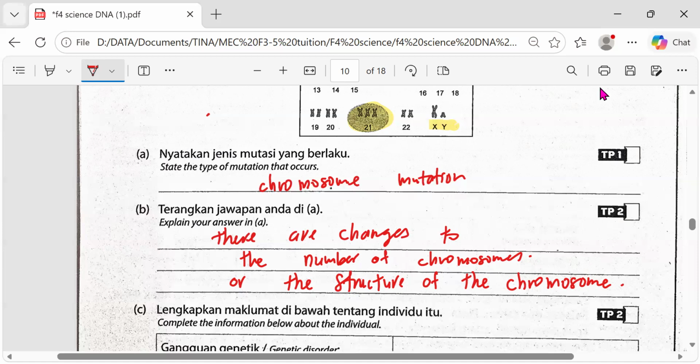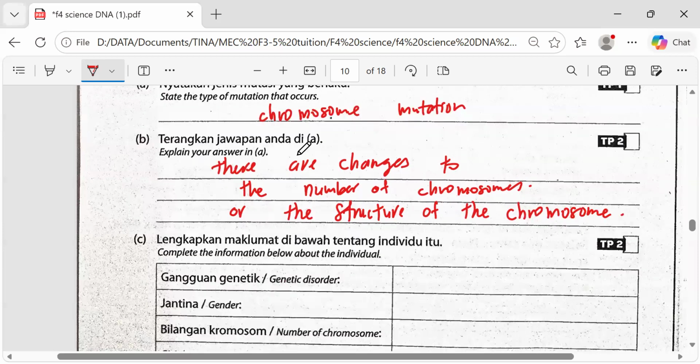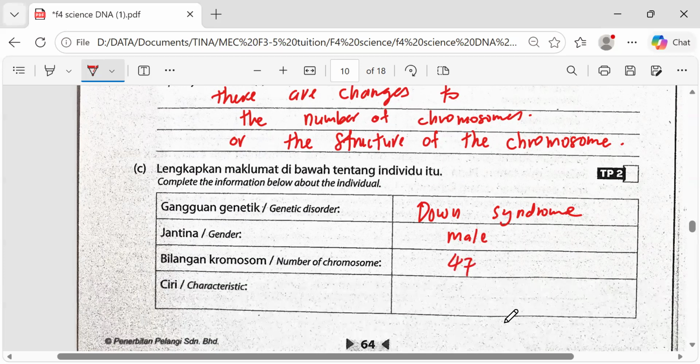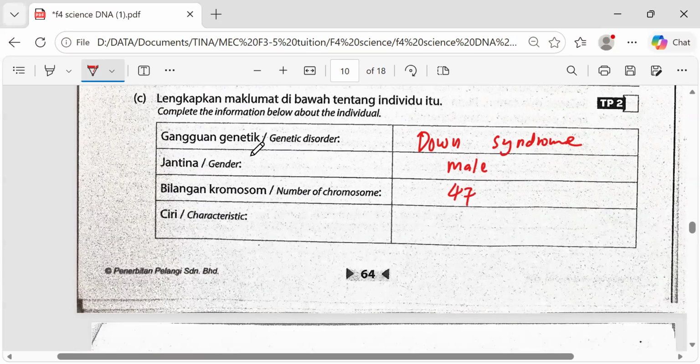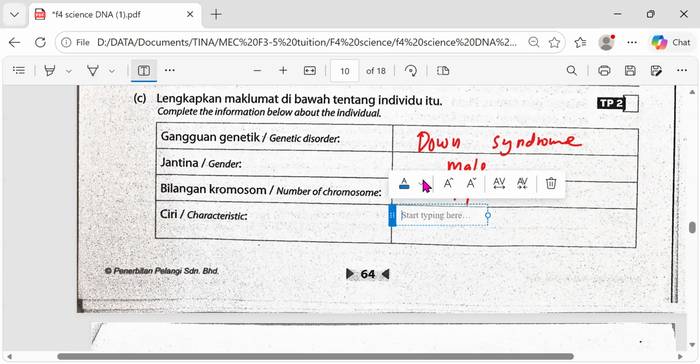Okay, what can cause this? So this person has Down syndrome. Is it a girl or a boy? It's a male. Okay. The chromosomes he has is 47. So what happens when he has an extra chromosome like this? What are the characteristics?